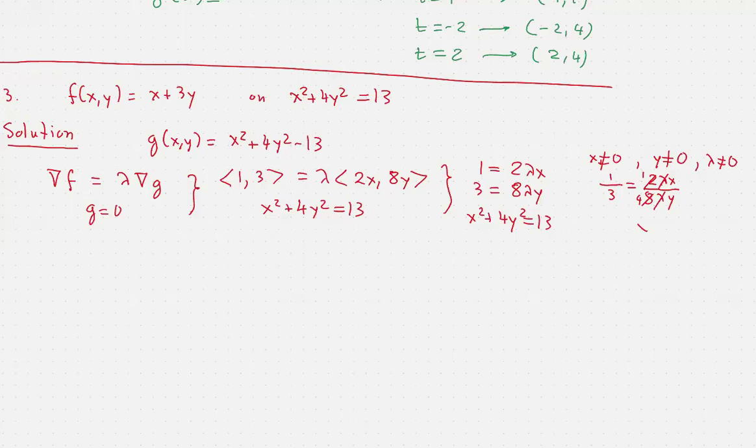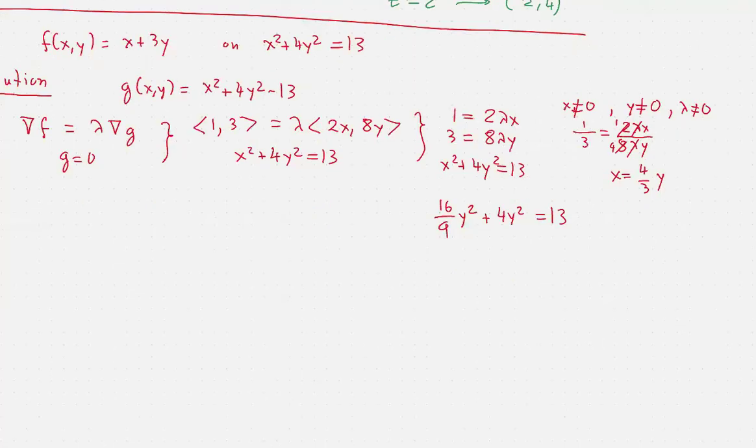Okay, so if we know that x is equal to 4/3 y, then we plug it into the constraint, and that will give us 16/9 times y squared plus 4y squared is equal to 13. Let's see if the numbers are even remotely favorable for us here. I don't think so. So this will give us 16y squared over 9 plus 36y squared over 9 is equal to 13.